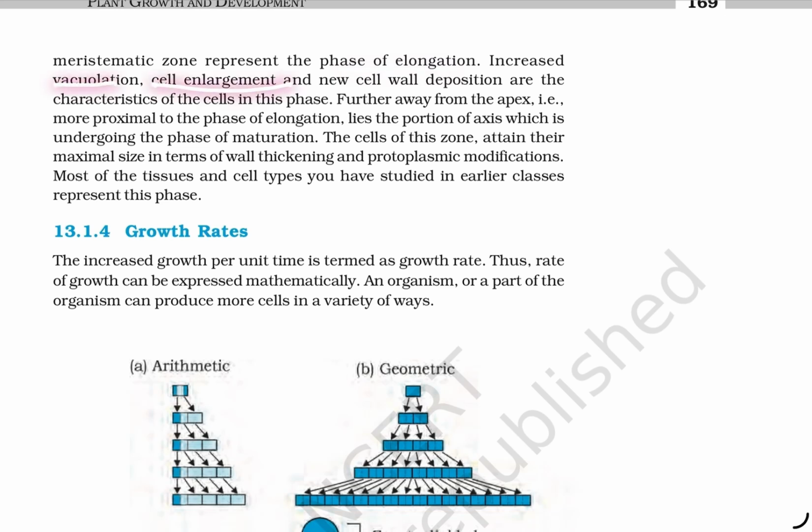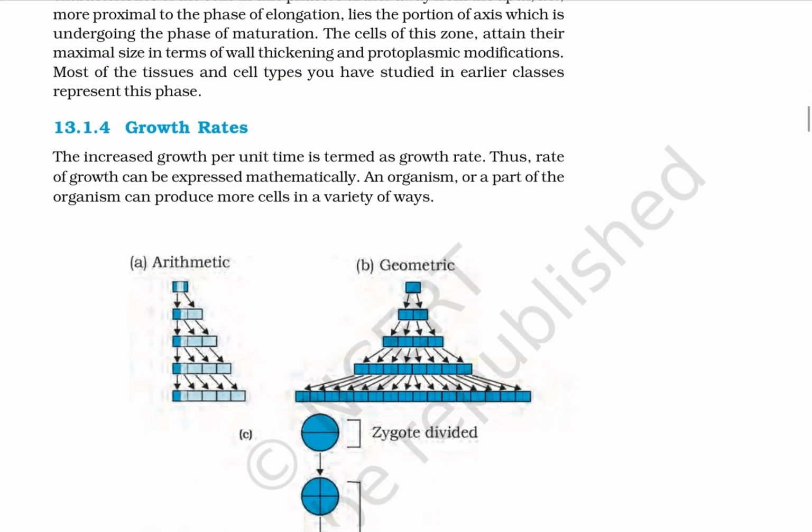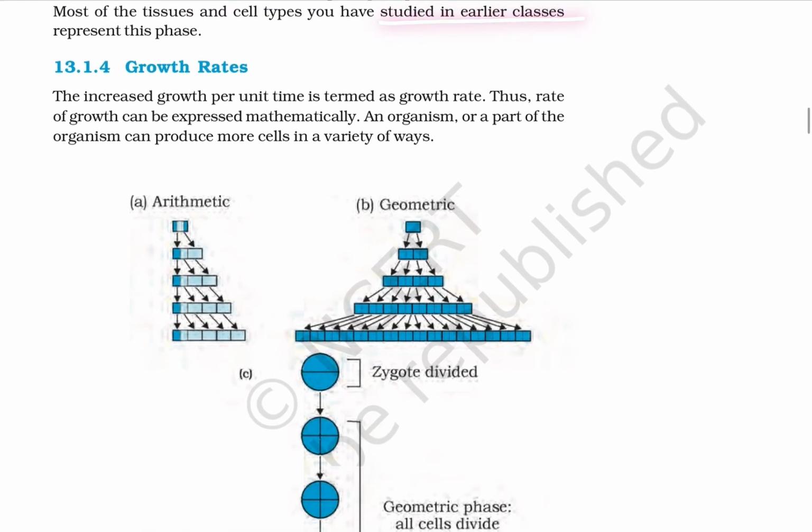Increased vacuolization, cell enlargement, and cell wall depositions are characteristic of cells in these phases. Further away from the apex, that is, more proximal to the phase of elongation, lies the portion of the axis which is undergoing the phase of maturation. The cells of these zones attain their maximum size in terms of wall thickening and protoplasmic modification. Most of the tissues and cell types you have studied earlier in the class represent these phases.